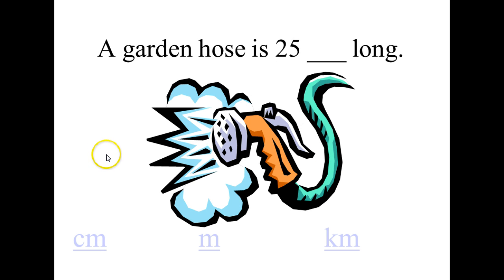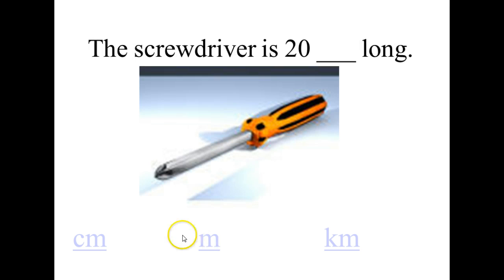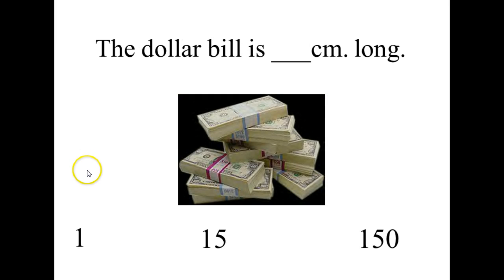Garden hose is 25 long. Okay. 25 centimeters is less than a foot, so that hose is not going to reach anywhere. And 25 kilometers is going to be way over 10 miles, so I'm going to go with 25 meters. The screwdriver is 20 blank long. It's less than a meter stick, so it must be centimeters.